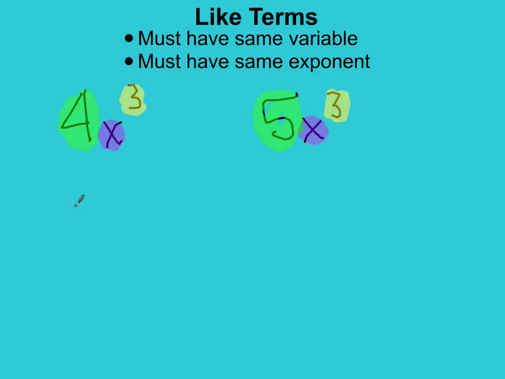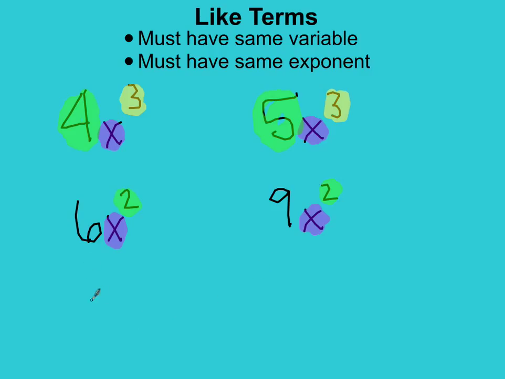Another example would be like 6x squared. 6x squared's like term could be 9x squared. The only thing that they have to have in order to be like terms is they have to have the same variable, which they do, with the same exponents, which they do. It doesn't matter that the 6 and the 9 are different.